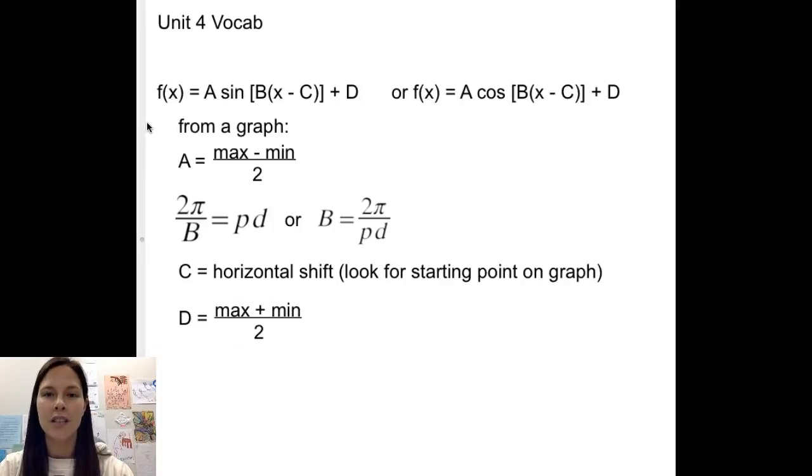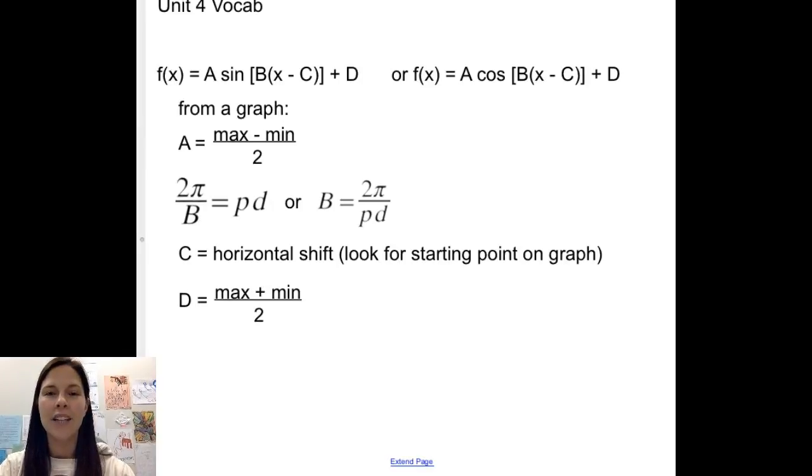C is our horizontal shift, and we just need to look at the graph, figure out, are we writing a sine function or a cosine function? That depends on, are we starting at the 0 or are we starting at the maximum? Is there a reflection? And we just need to put all of that together to find our C value. I'll walk you through that when we get to the graph. And finally, that D value, very similar to the A value, the D value is the vertical shift. And we can find if there's a vertical shift if we add the maximum and the minimum and divide by 2, or basically it's the average of our max and our min.